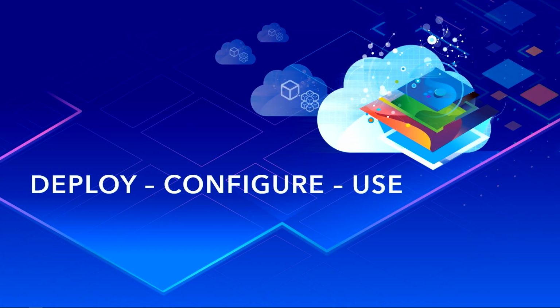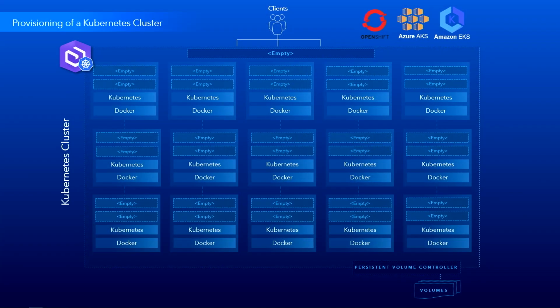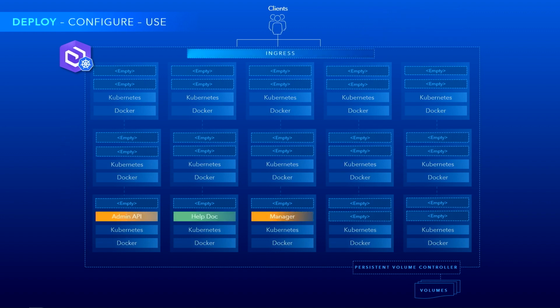Now let's get into some detail here in terms of how you deploy, configure, and use. Before you deploy, you need a provisioned Kubernetes cluster, which could be OpenShift, Azure AKS, or Amazon EKS. Here you see a cluster of about 15 nodes with some attached volumes for persistent storage. When you run the deployment script, we lay down the containerized microservices into each of these pods. The first ones are for administration use, as you'd expect, like the admin API, manager, and of course the help system itself, and the ingress controller that routes the incoming calls that you see on top.